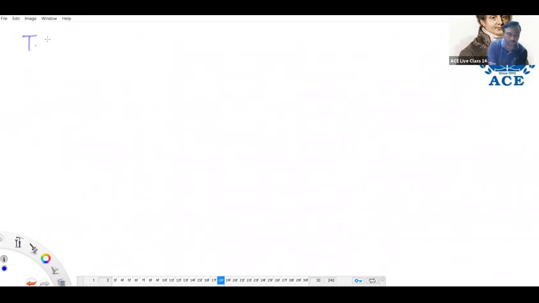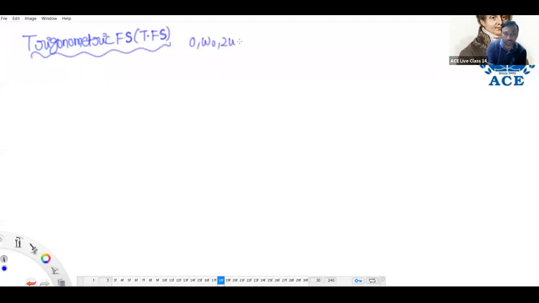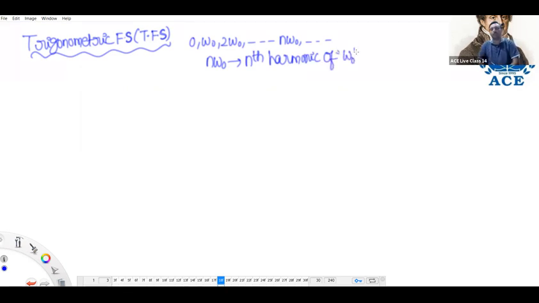So what we are doing in trigonometric Fourier series is, by taking the fundamental frequency omega naught, we are trying to generate the higher harmonic frequencies. N into omega naught corresponds to the nth harmonic of the fundamental frequency.